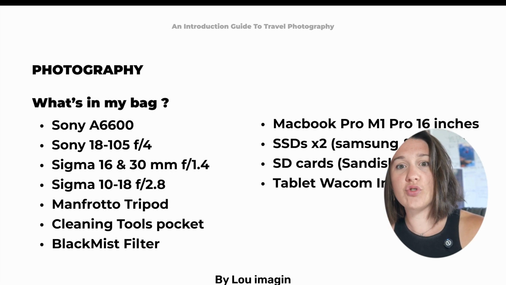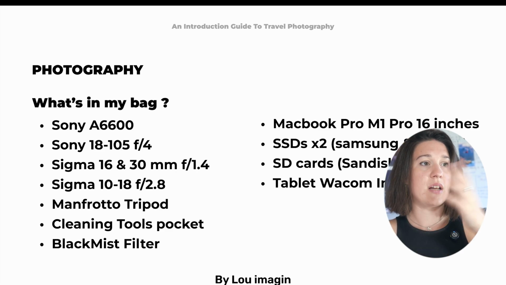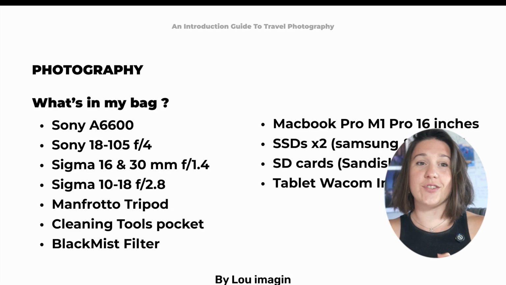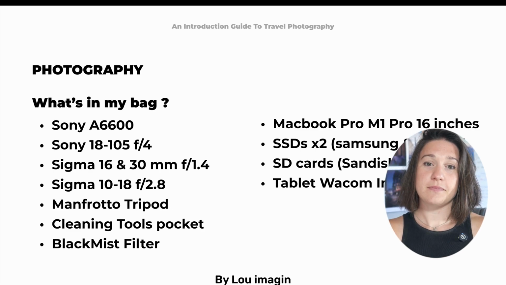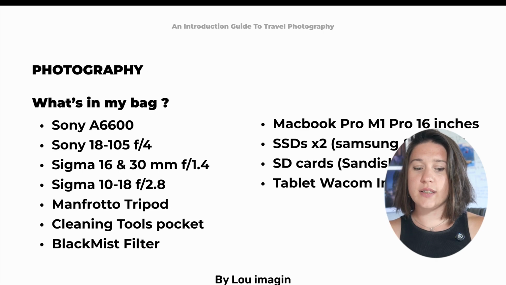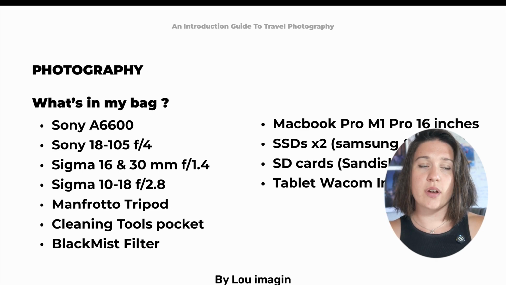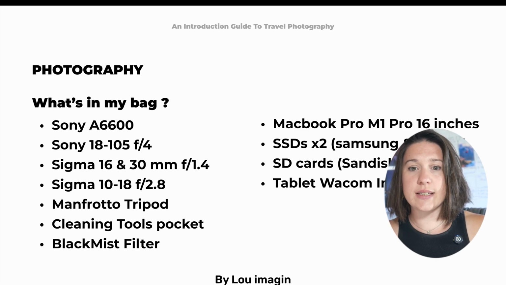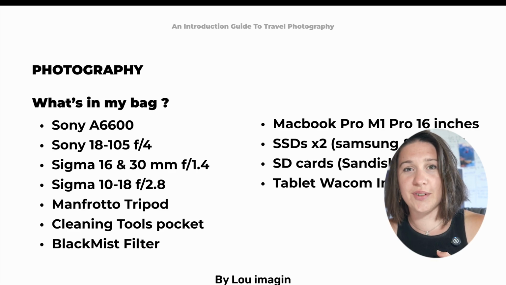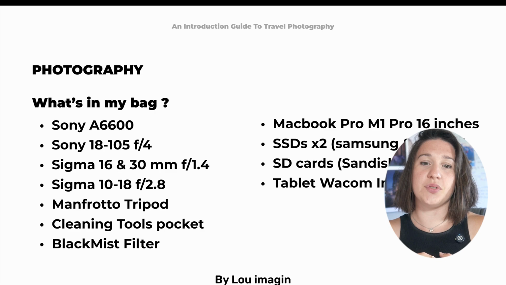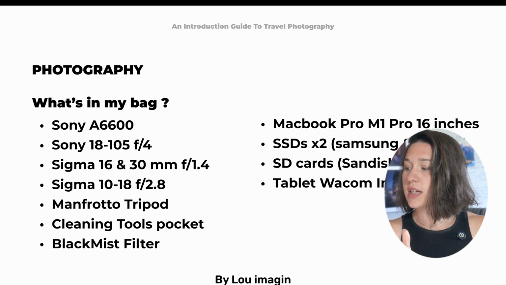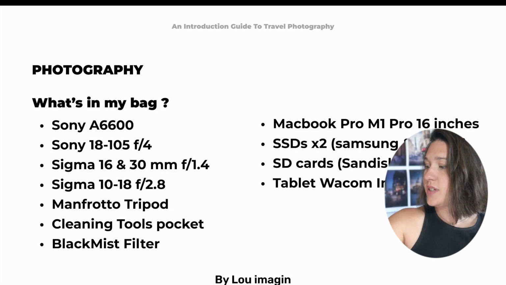Now, when it comes to the tripod, I have the same tripod since like 10 years. It's very small, it's like this. I'm using it at the moment, that's why I can show you this tripod. I added the reference, the exact reference in the ebook guide. However, I think it doesn't exist anymore because I really purchased it a while ago. So yeah, I think now you're gonna have to find something else. Now, what else? I also have a cleaning tools pocket. I have it here.